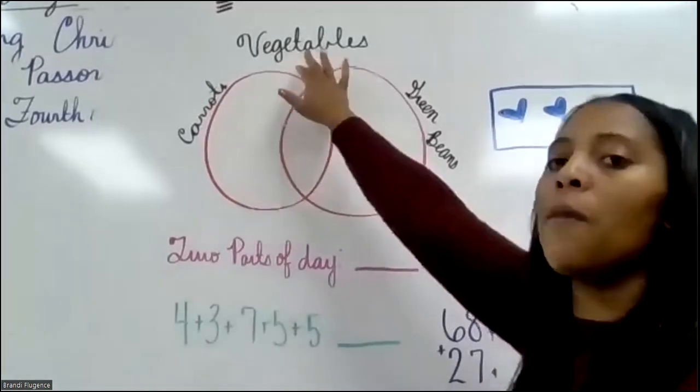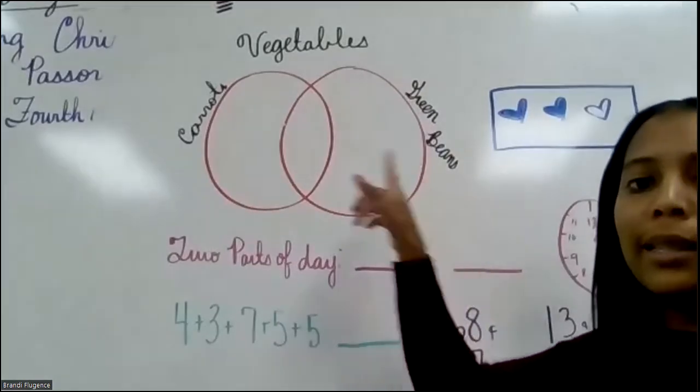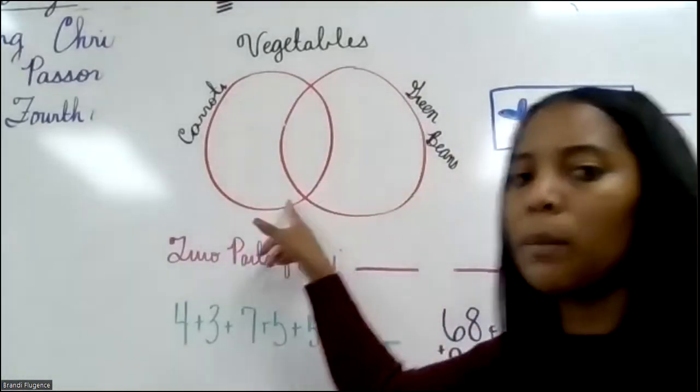So on this graph, we have vegetables, and the 2 options are carrots and green beans. Those are the 2 options that we get to pick from.